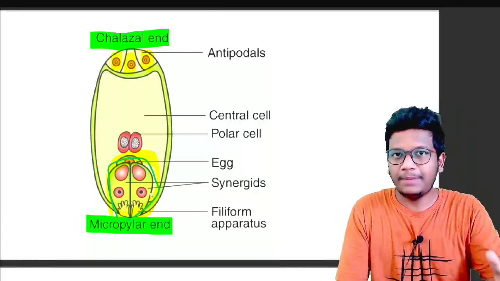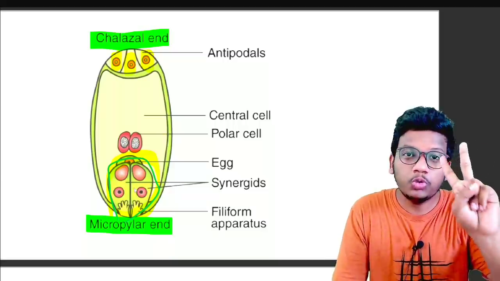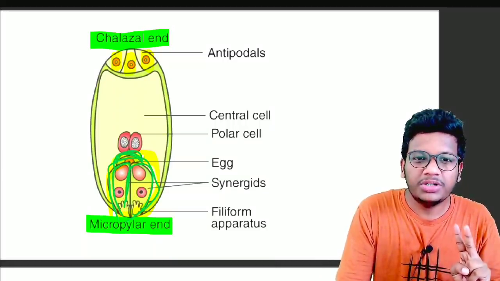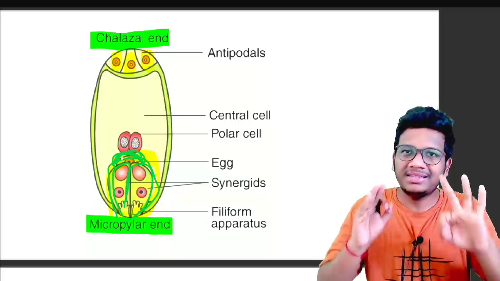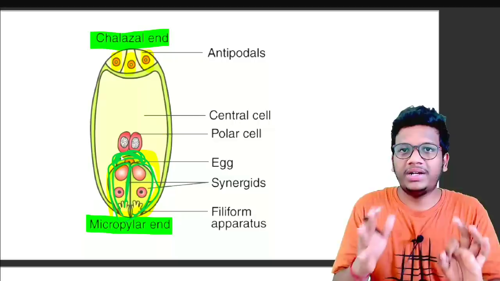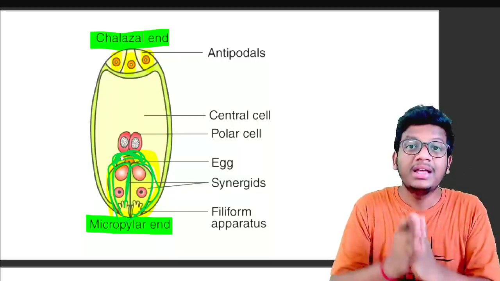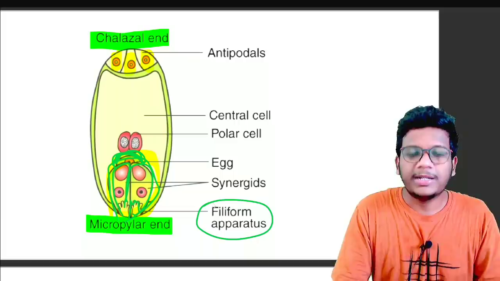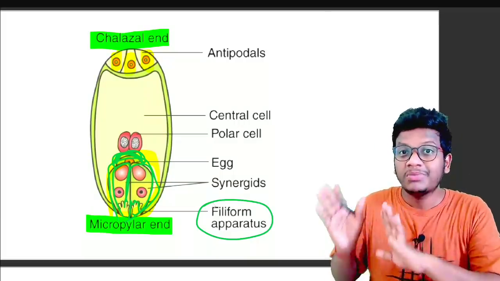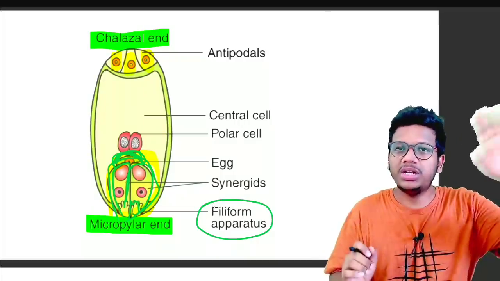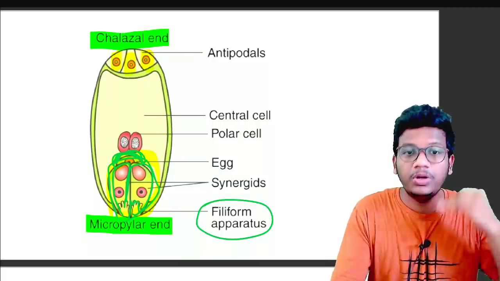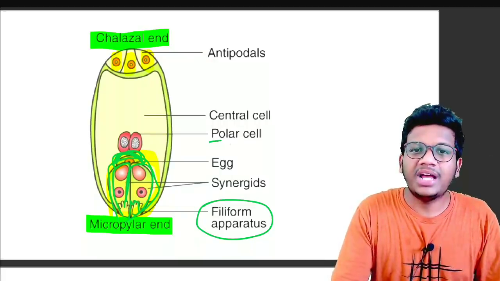In the egg apparatus we are having 2 synergids. These are my 2 synergids and there is only 1 egg cell. These 3 are collectively called the egg apparatus: 2 synergids plus 1 egg cell. Below the synergids, do you see this? That is the filiform apparatus. This filiform apparatus guides the pollen tube towards the polar nuclei. That is the complete concept. And now inside the central cell we are having 2 polar nuclei.